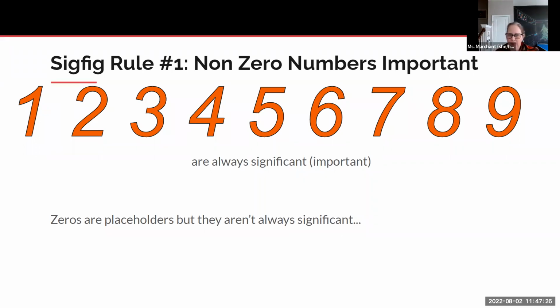So sigfig rule number 1 is non-zero numbers are important. And that means any number 1, 2, 3, 4, 5, 6, 7, 8, 9. Those guys are always significant. Now, zeros are placeholders, so they are important placeholders, but they're not always significant for how important your problem statement is.